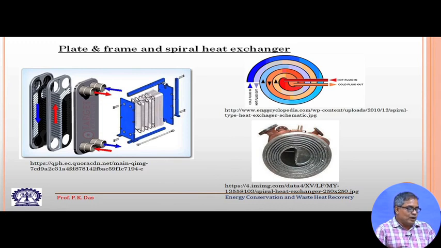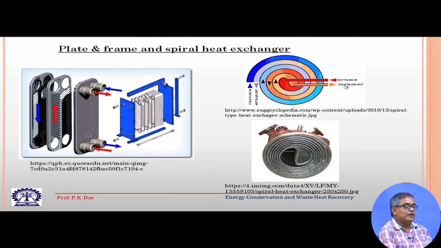The first one, if we see on the left hand side, is called a plate and frame heat exchanger, and on the right hand side, we have a spiral plate type heat exchanger. Let me explain the spiral plate type heat exchanger. So, you can see the hot stream is denoted by red color, and the cold stream is denoted by blue color.